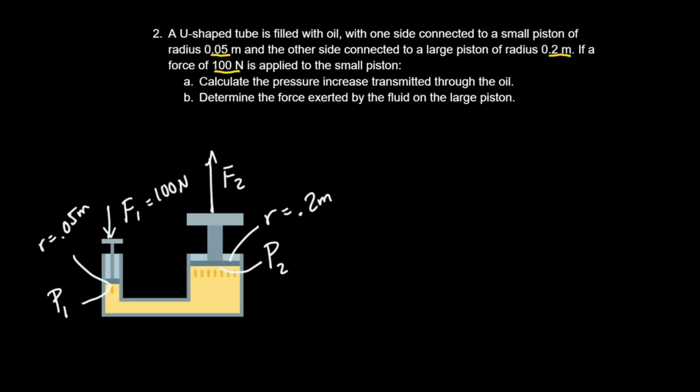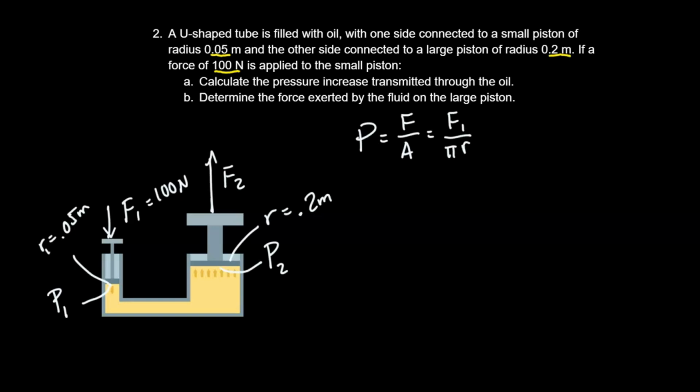So the pressure throughout the enclosed fluid is going to be constant. So if I can find the pressure at any point in the fluid, I will know the pressure anywhere else in the fluid. And so we'll start on the left-hand side here because we have some information about pressure and area. So pressure by definition is force divided by area. And we will use F1, and the area is just going to be pi r squared.